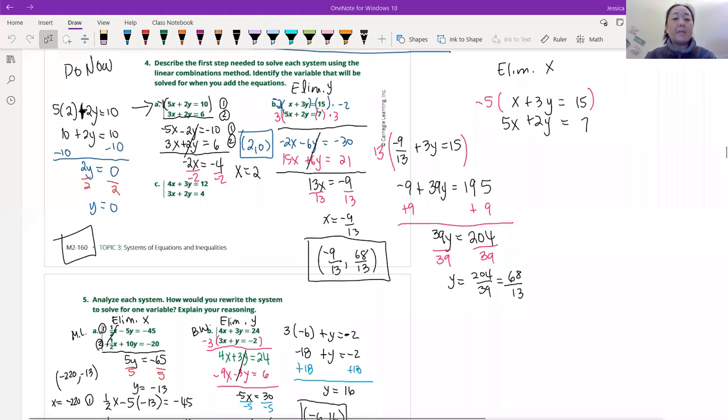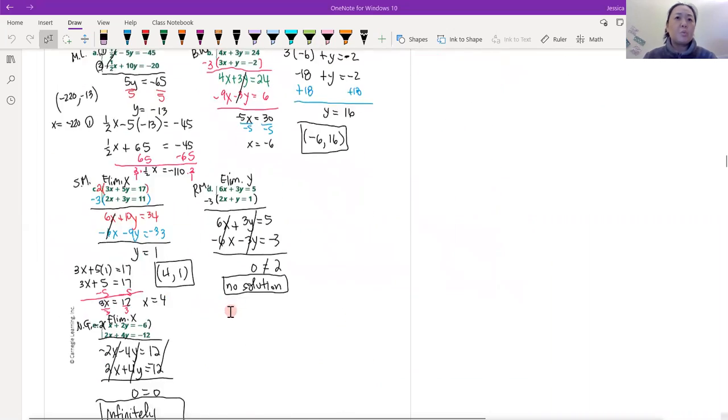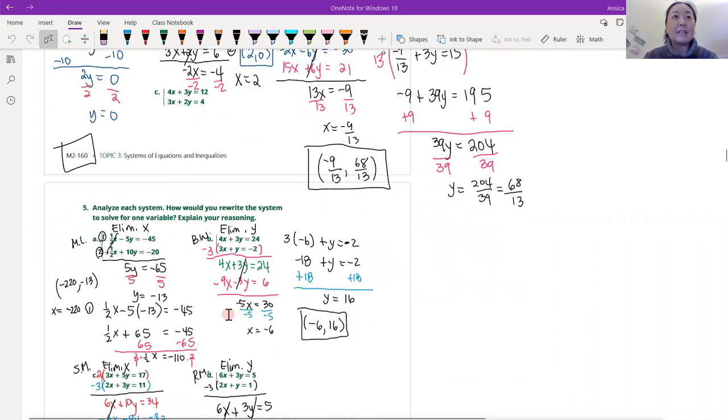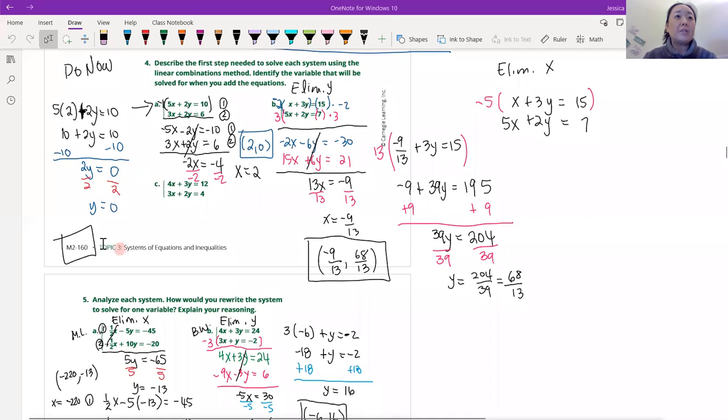Hi everyone, so this is day 2 of lesson 2, which was the elimination round. We are here on page 160, M2 160, and we're just going to do a whole bunch of problems. We're just going to solve by elimination here.